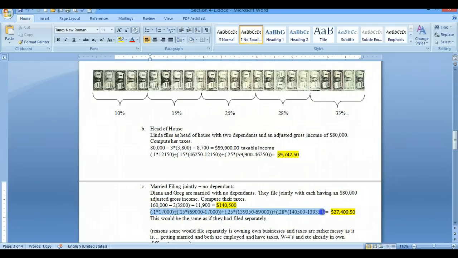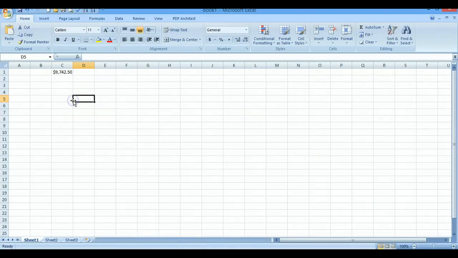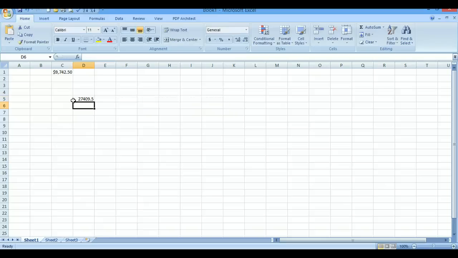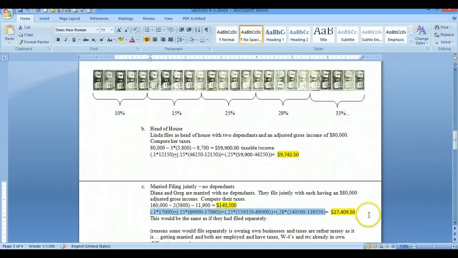I can copy and paste into Microsoft Excel, calculate it for me. Copy. Just choose any cell and make sure I have all, oh, I didn't copy that last parenthesis. I don't have any commas, so I can press enter. There we go, $24,409.50. This would be the exact same if they had filed separately. I'm going to assume that they have all of their paperwork together and with the same last name.